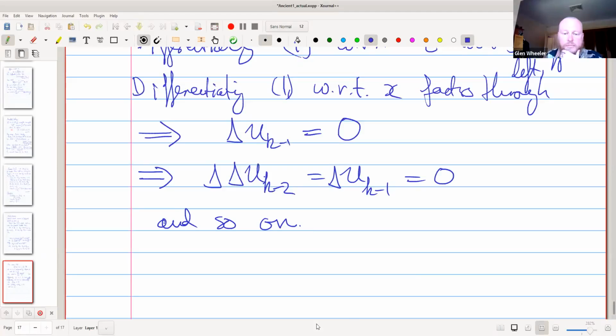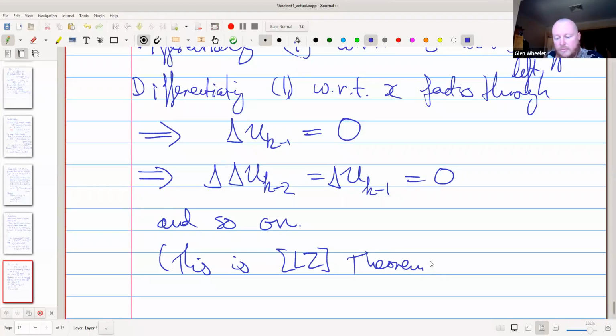Okay, by the way, this is the second part of Lin and Zhang's Theorem 2. Theorem 2.1, I think.